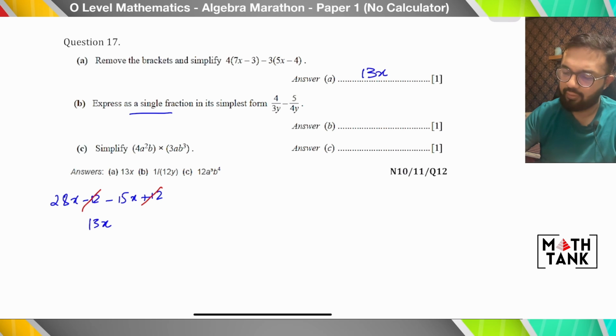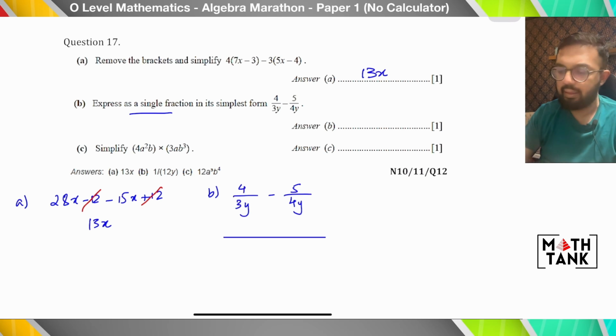Express as a single fraction. Okay, so what do I see is common in the denominator? That's going to come up only once. So my LCM will not be 12y squared, it's just going to be 12y because y is common in both the fractions.